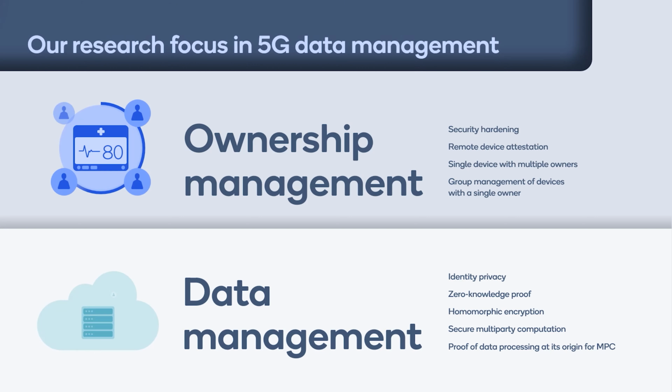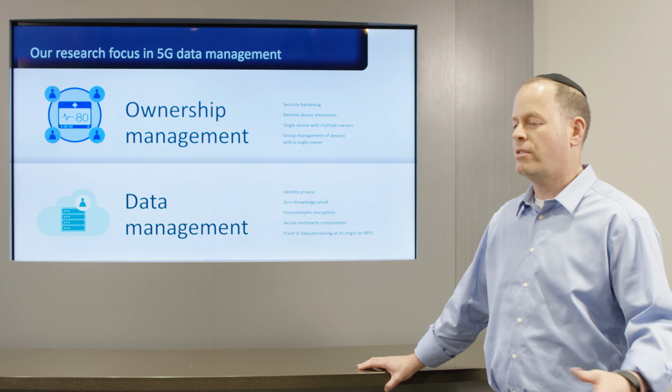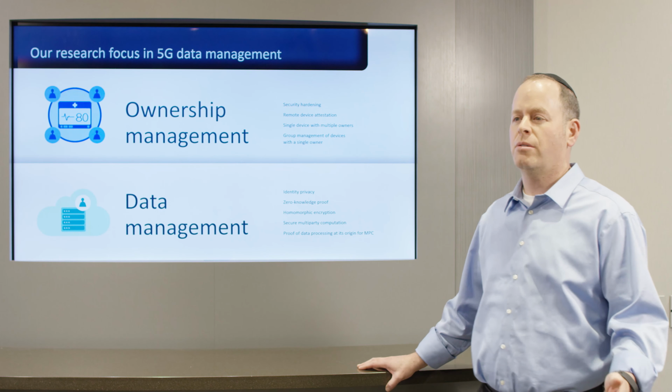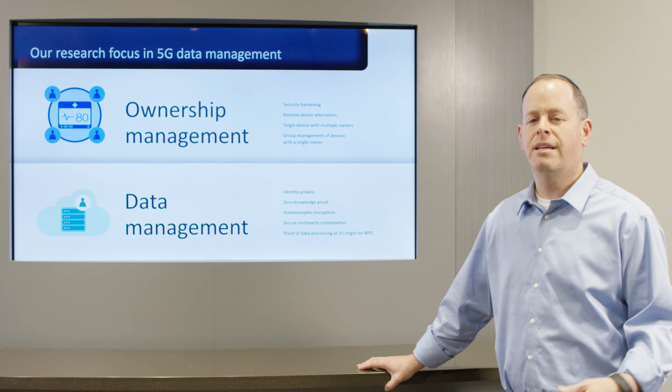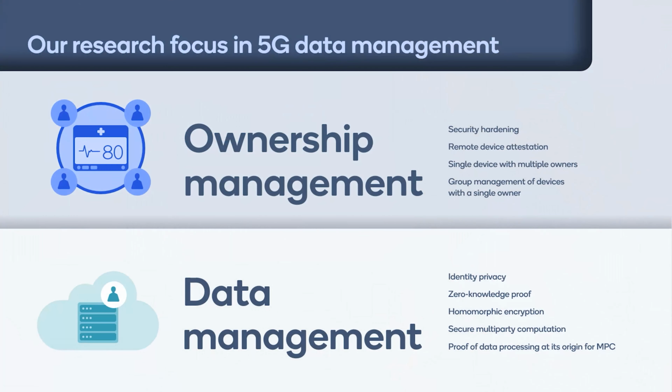So what are the tools that we use to do this management? As part of the ownership management, we're looking at things like security hardening, also remote device attestation, making sure the device is in a secure state, as well as allowing different ownership models where you have a single device with multiple owners or multiple devices with a single owner. A single device with multiple owners could address things like an enterprise scenario where you have lots of people using the same device and you want to know who's actually using it.